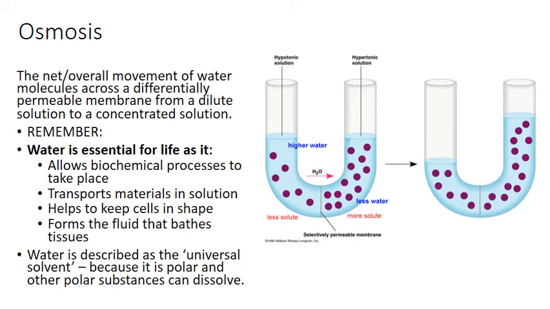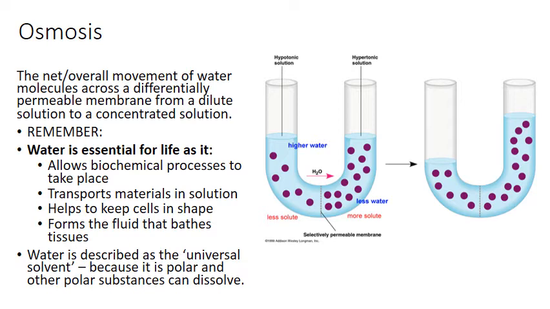Osmosis, this is the net or overall movement of water molecules across a differentially permeable membrane. So they're permeable to some things but not all, from a dilute solution to a concentrated solution. So in a dilute solution, that means that there is more water compared to what's dissolved in it when you look at it next to a concentrated solution. So if you think about cordial, in a dilute cordial, you don't have very much. If it's concentrated, you have a lot more cordial compared to water.